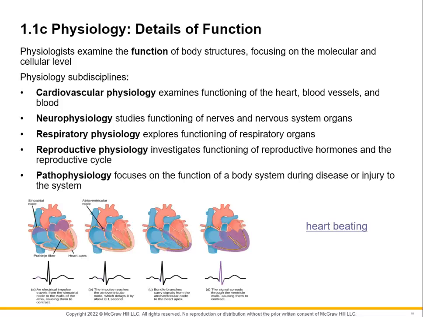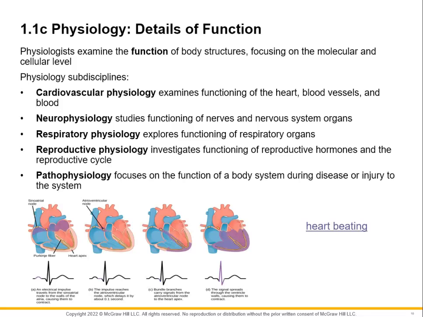Other physiologists may look at the nervous system. Neurophysiology studies the functioning of the nerves and the brain, the spinal cord, and the organs associated with control, communication, and coordination of the human body. Respiratory physiology is looking at how gases are exchanged. We bring in oxygen and exhale CO2 using the respiratory system, and that gas exchange happens in the lungs. There are many things that play a role in that. You'll learn more about that in AP 2.